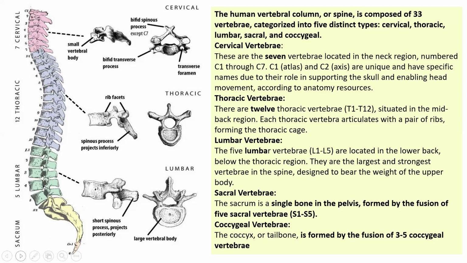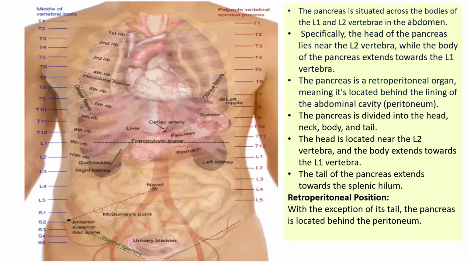I will explain about the vertebrae. So at L1, L2, there is the presence of the pancreas. Lumbar vertebrae are located in the lower back. They are present in your body in your lower back. So the pancreas is present at the L1 and L2 vertebrae. The pancreas is situated across the body of the L1 and L2 vertebrae in the abdomen.